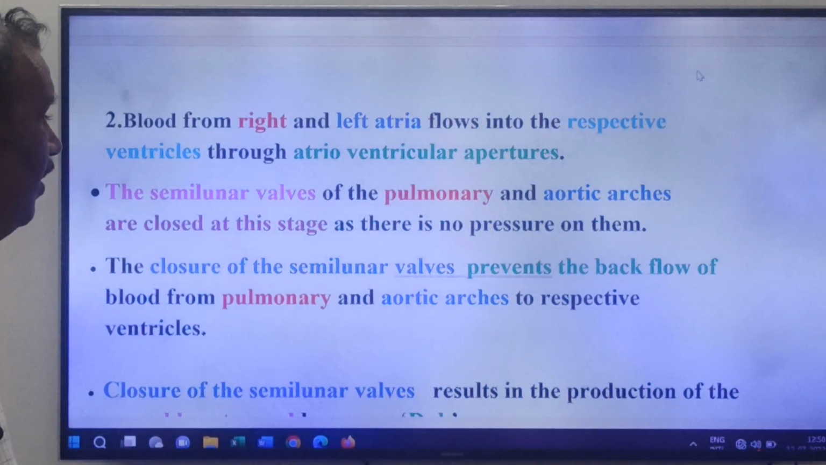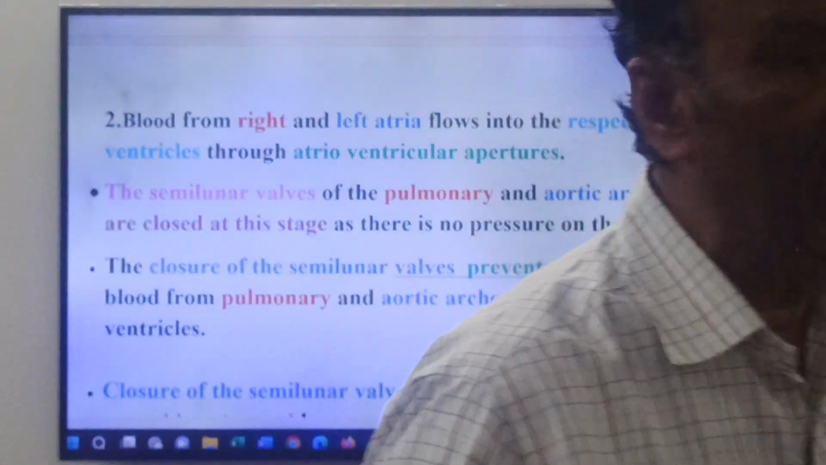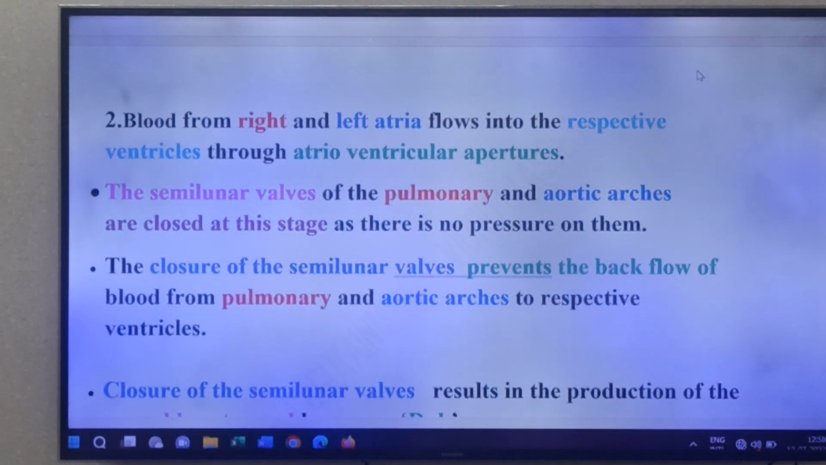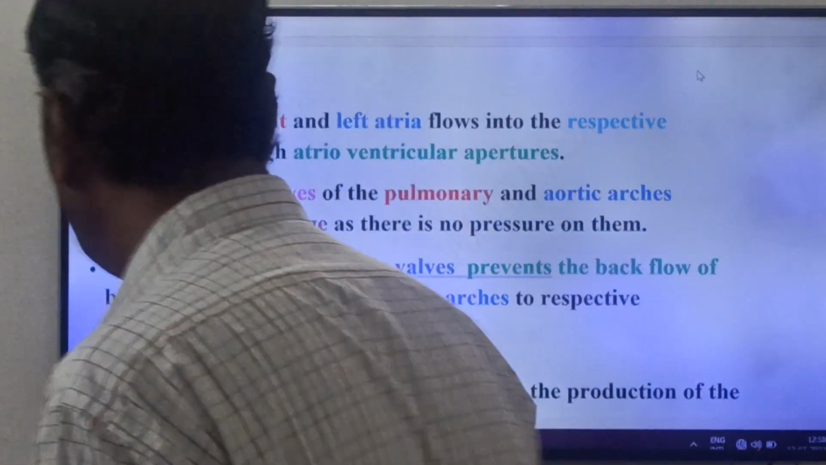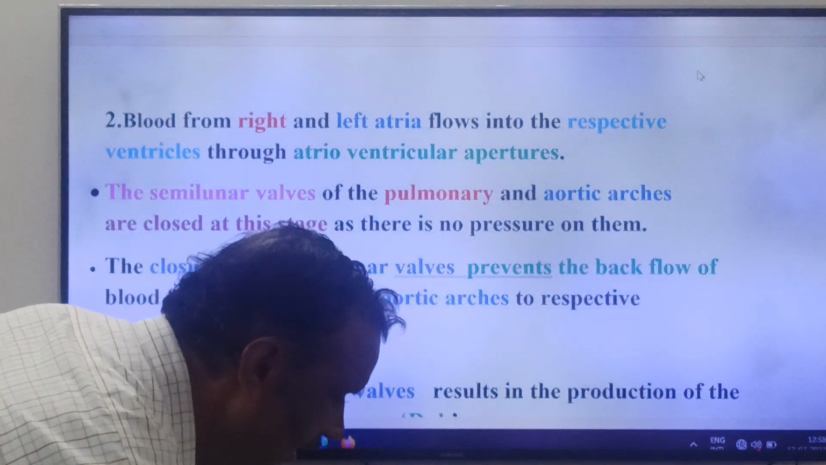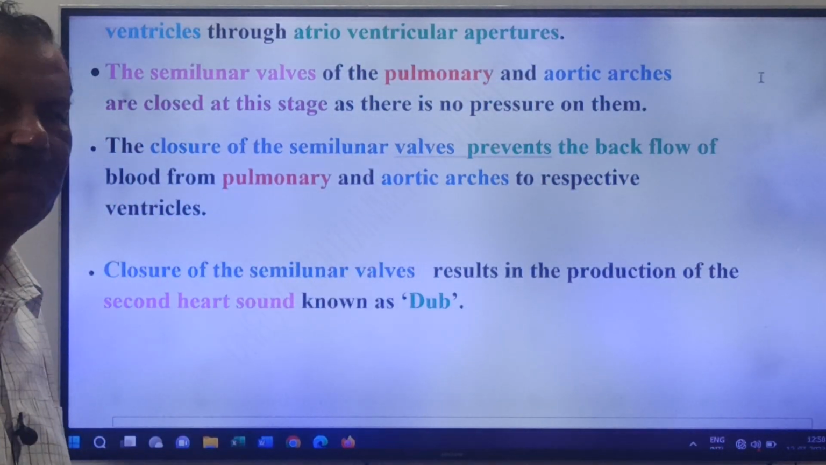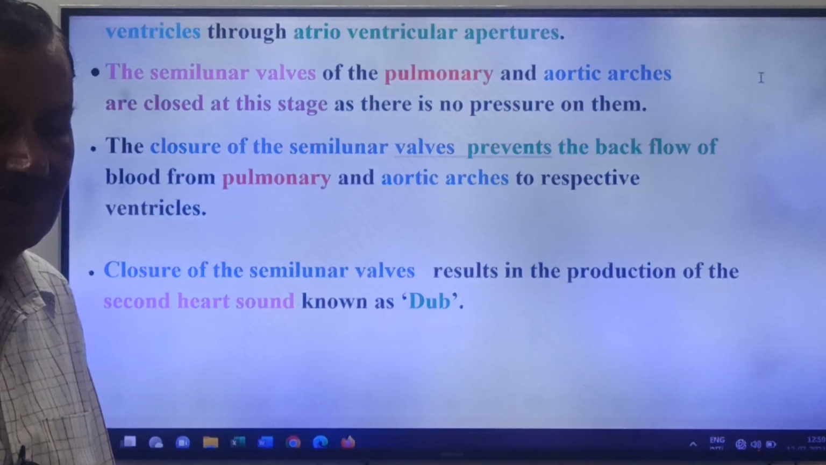The semilunar valves of the pulmonary aorta and aortic arches are closed. This is important friends. In joint diastole, only these valves are closed. What are they friends? They are semilunar valves which are present at the pulmonary aorta and aortic arches. The closure of the semilunar valves prevents the backward flow of blood from the pulmonary and aortic arches into the respective ventricles. Next, very important friends. Closure of semilunar valves results in the production of the second heart sound, that is dub.